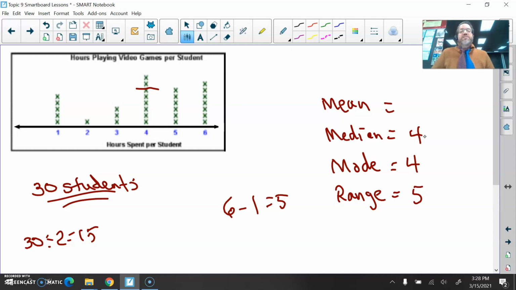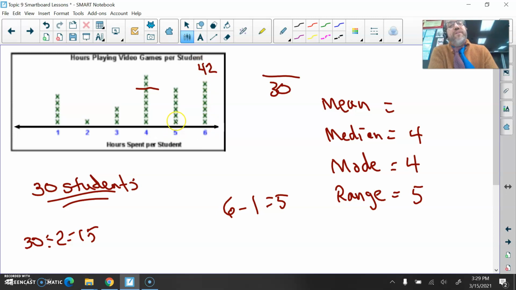The mean always takes the most time because you have to add all 30 of these numbers together. And then when you're done, you will divide by 30 since there are 30 numbers altogether in this data set. The easiest way to do this is to find your total for each stack. I have 1, 2, 3, 4, 5, 6, 7 students who play for 6 hours a day on their video games. 7 times 6 is 42.